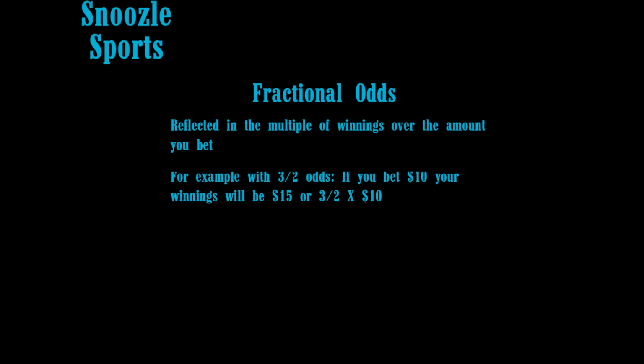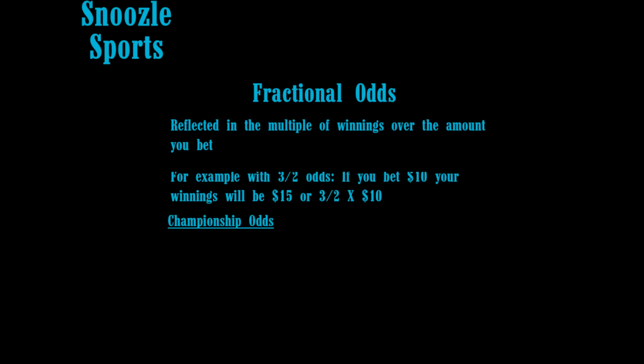And so you can calculate what your winnings are going to be for fractional odds by multiplying the amount you bet times the actual fraction for the odds. So in this case, it would be 3 divided by 2, so it's 1.5 times 10 equals 15. And so fractional odds are a fairly straightforward way of calculating how much you're going to win. It's not as easy as decimal odds, but it's still pretty easy to calculate.